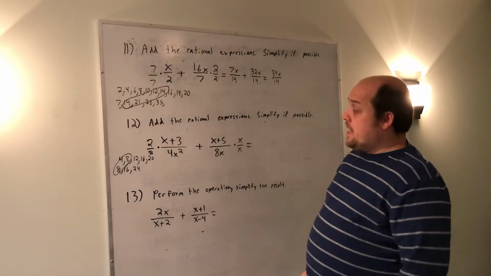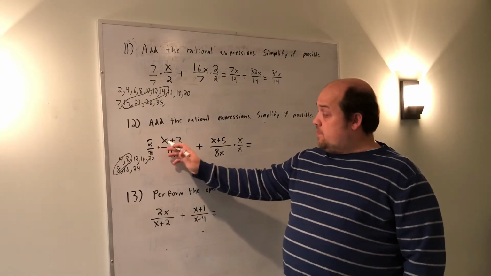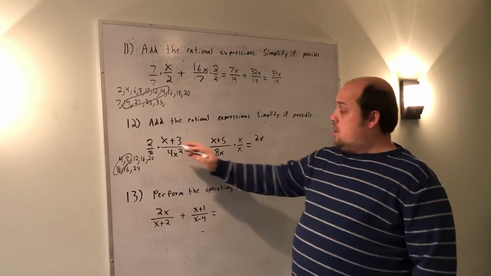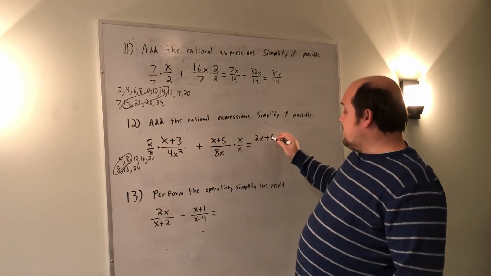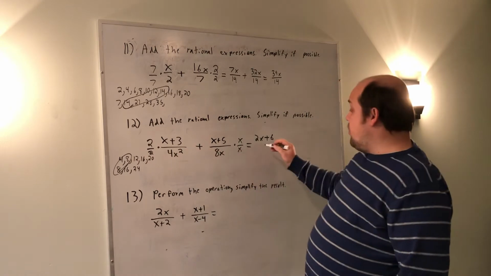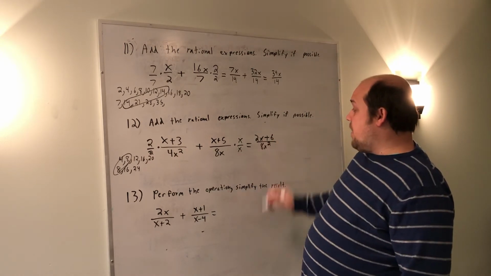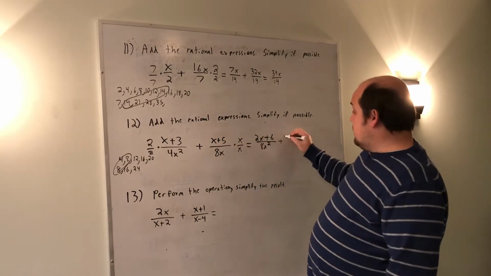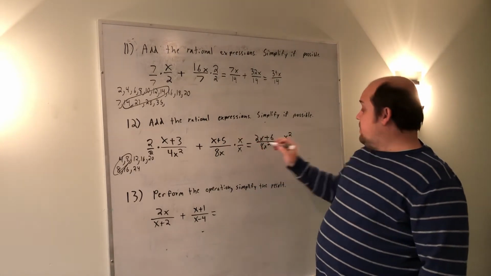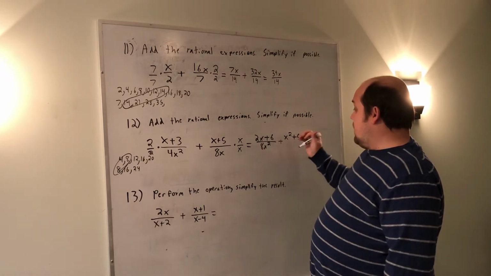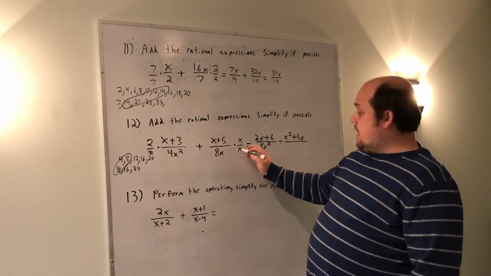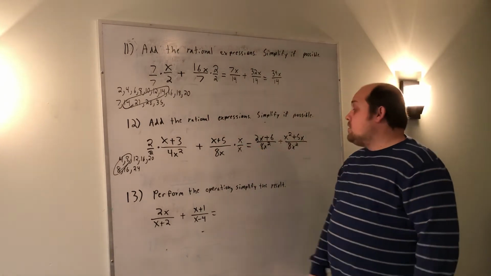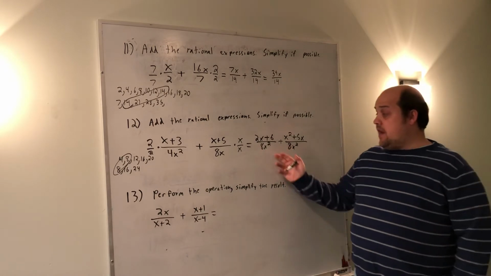When I do that multiplication, I need to make sure this 2 is being applied to both things on top. So 2 times x gives me 2x. 2 times positive 3 gives me plus 6. 2 times the 4x squared on bottom gives me 8x squared. For my second, x times x gives me x squared. x times 5 gives me 5x. On bottom, 8x times x gives me 8x squared. So now I have the same common denominator, 8x squared.